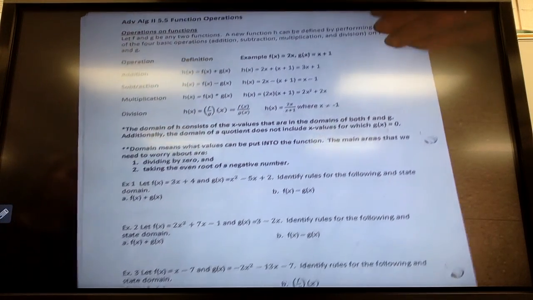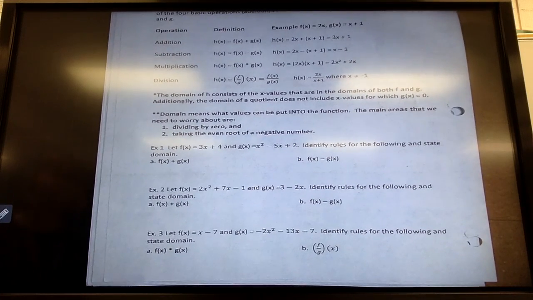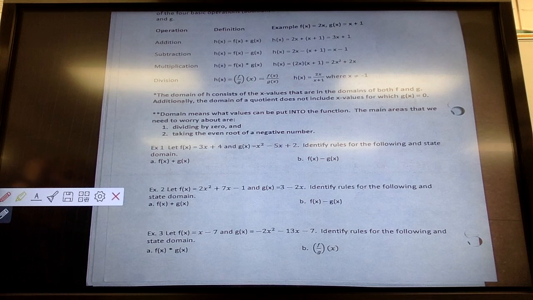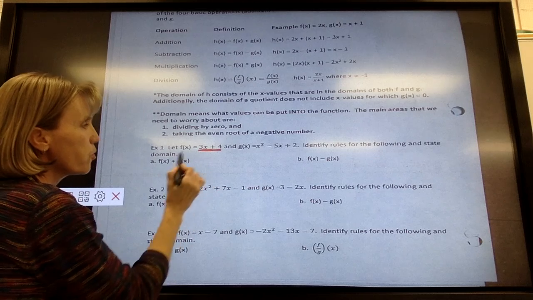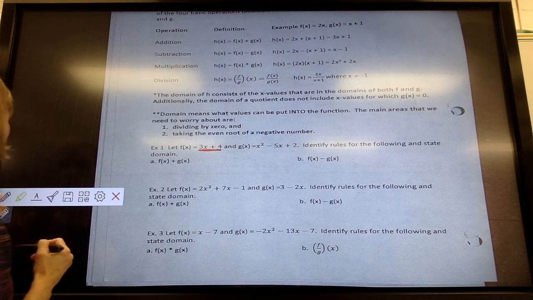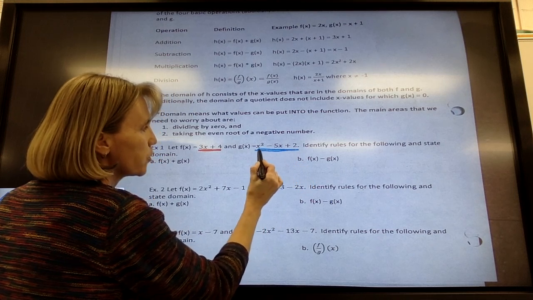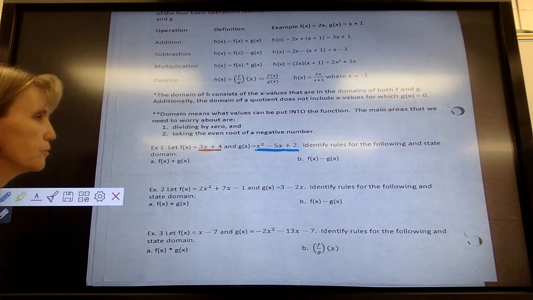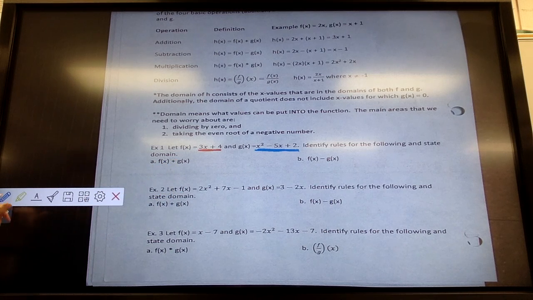Okay, so you're going to get a chance to try some of these operations. So in your note packet, go ahead and work these out. Here's my f of x function. It's 3x plus 4. That's going to represent your f of x. And your g of x is represented by this x squared minus 5x plus 2. So it says I want to add the two functions together.